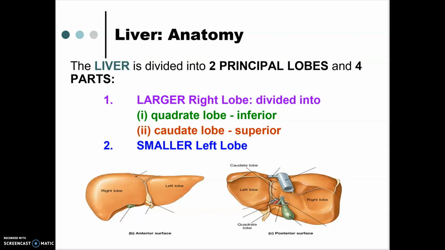We've got the liver divided up into two principal lobes. We've got a right and a left lobe. The left lobe is quite a bit smaller. The right lobe is further divided into the quadrate lobe, which is inferior, below, and the caudate lobe, which is superior, or above. That's the division of the liver. We're more or less worried about the physiology as opposed to this, so we're not going to focus on this too much, but let's get further down into it on a different scale.